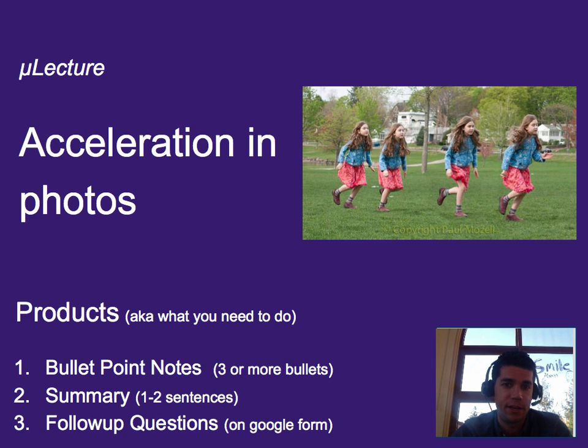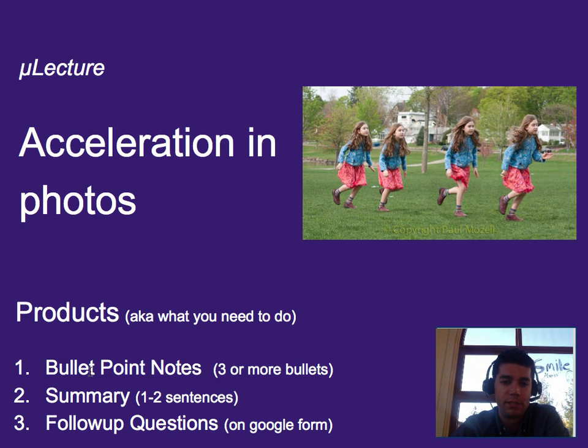Alright, hello again, and this time we're going to be doing a micro lecture on how do you tell something is accelerating from a photo. So we're going to be looking at those diagrams or photos where it's a snapshot, kind of like this one, of the same thing over and over again. Usually we assume that the time in between snapshots is the same, and that's what we'll be working on in these.